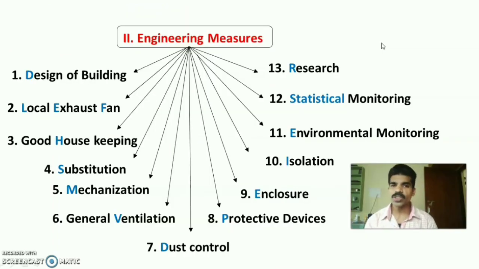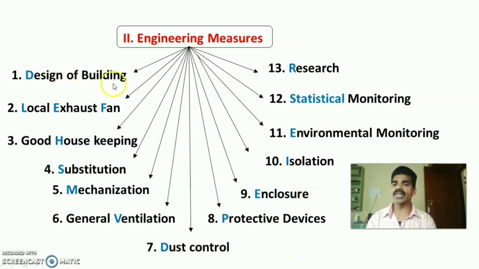So there are 13 measures to prevent the occupational diseases under engineering measures. First one is design of the building, that is design of the industry or factory. Then local exhaust fan, good housekeeping, substitution, mechanization, general ventilation, dust control, protective devices, use of PPE, enclosure, that is covering, isolation, environmental monitoring of the environment of the factory or industry, statistical monitoring, that is analysis of the data information, and conducting various continuing research in the industry or factory to detect the early symptoms of the occupational diseases.